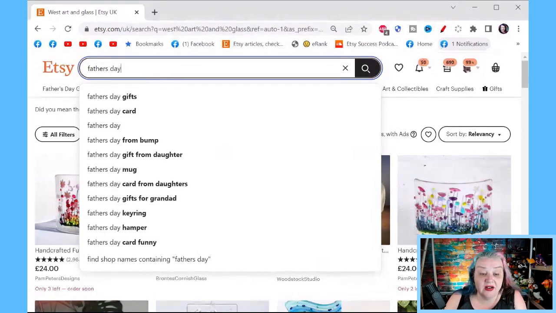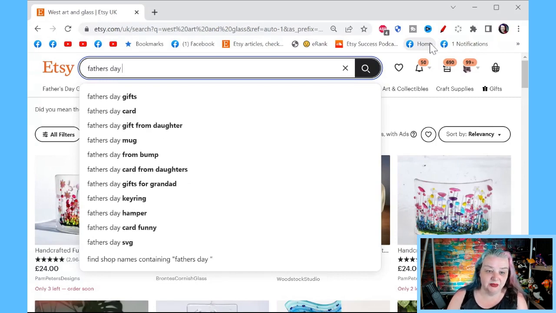Now, what are the longer tail keywords that are shown to us for Father's Day? I'll put a space so I can do the next thing. So here are some ideas. These are likely very searched for. So Father's Day gift, Father's Day card, Father's Day mug.